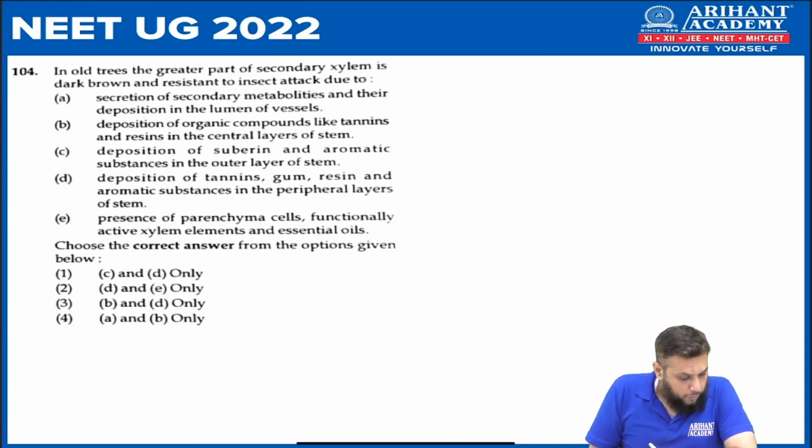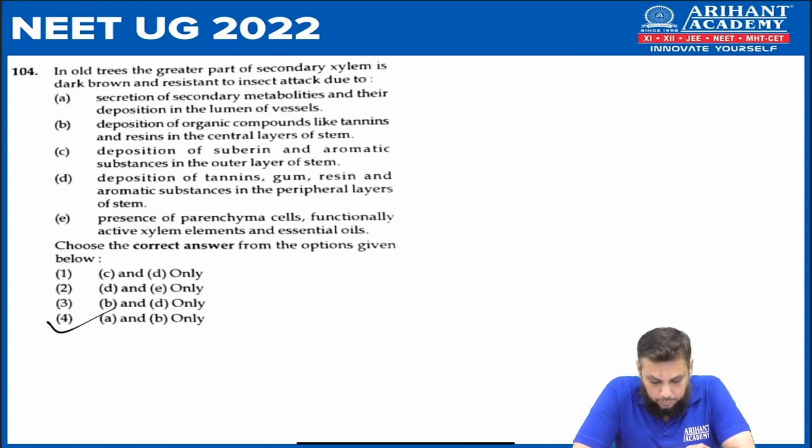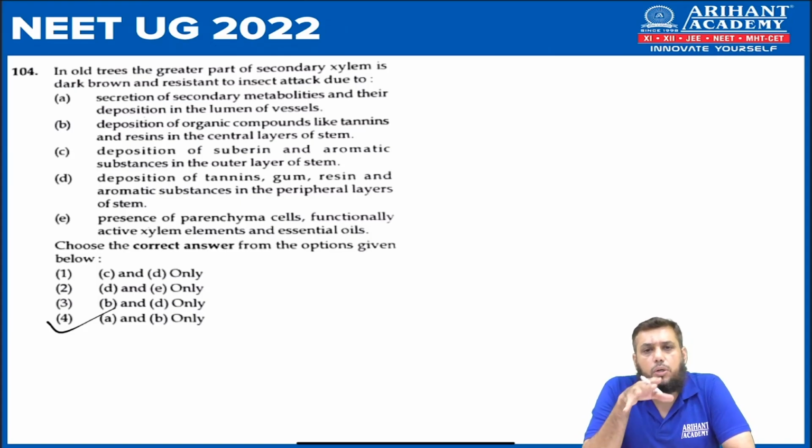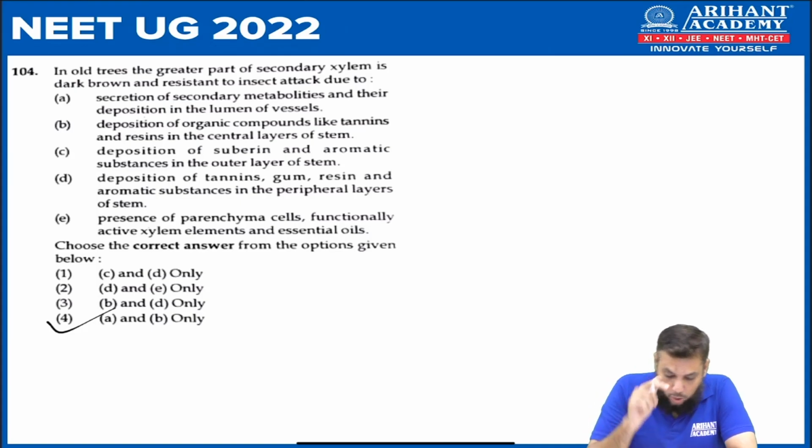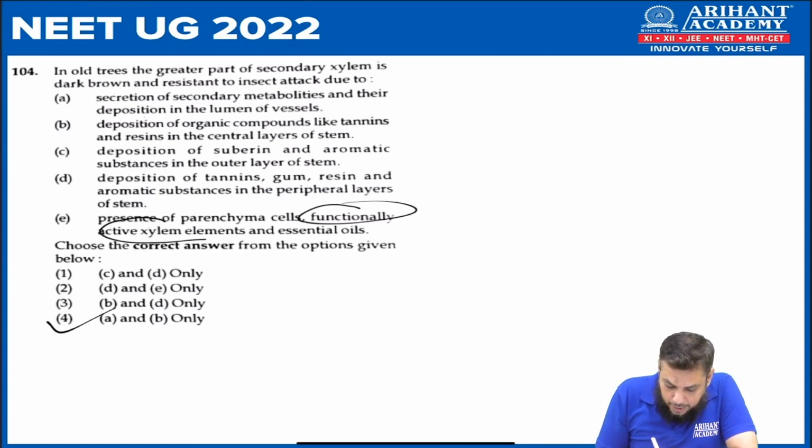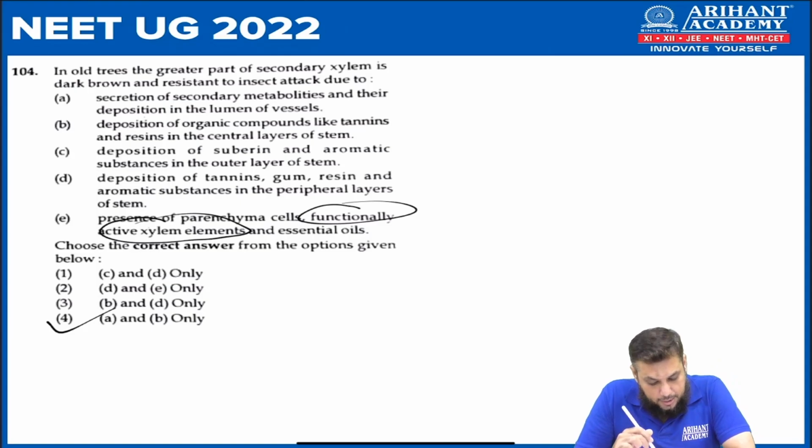So for 104, the options A and B only are the correct answer, because options C, D and E are not. If you see option C, deposition of suberin and aromatic substance in the outer layer of the stem, outer layer of the stem would mean the peripheral layers that will include the sapwood. Deposition of tannin, gums, same, that will include the sapwood. Presence of parenchyma cells, functionally active xylem elements, and essential oils. Here they mention functionally active xylem elements, whereas in heartwood the xylem elements become inactive because of depositions of tannin, gums and resins in the central layers of the cell.